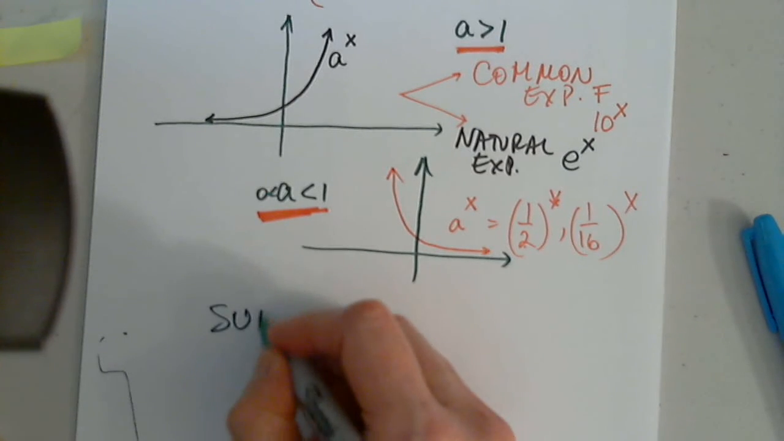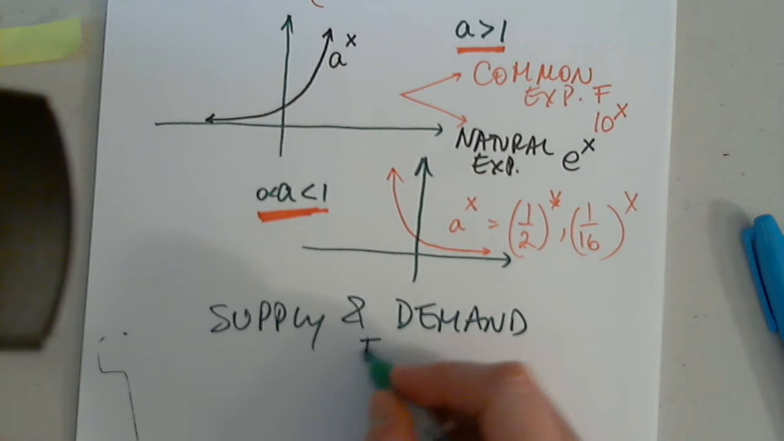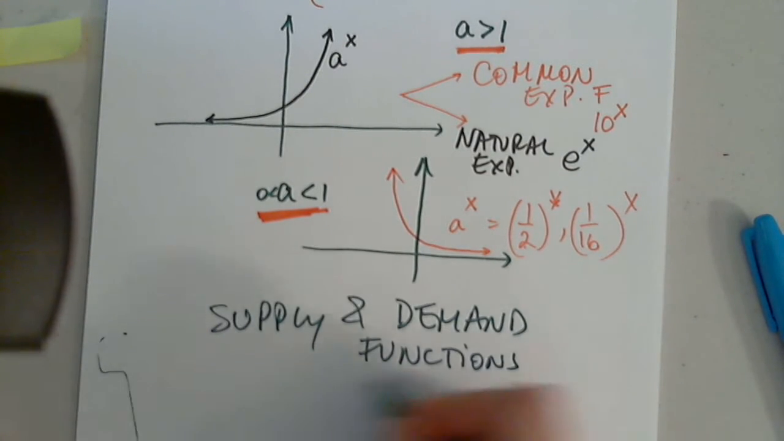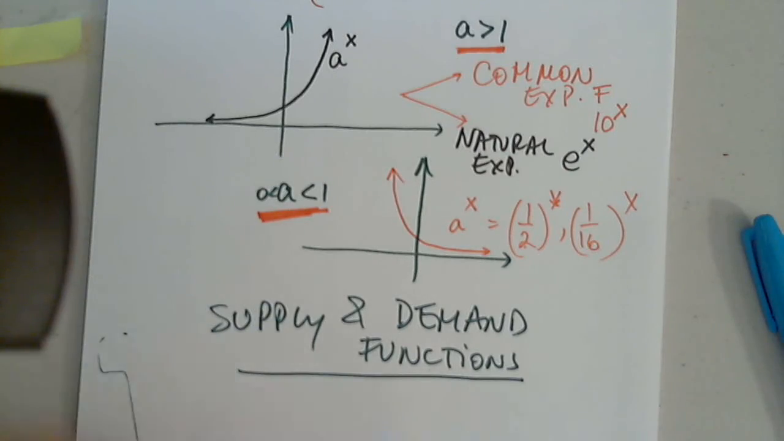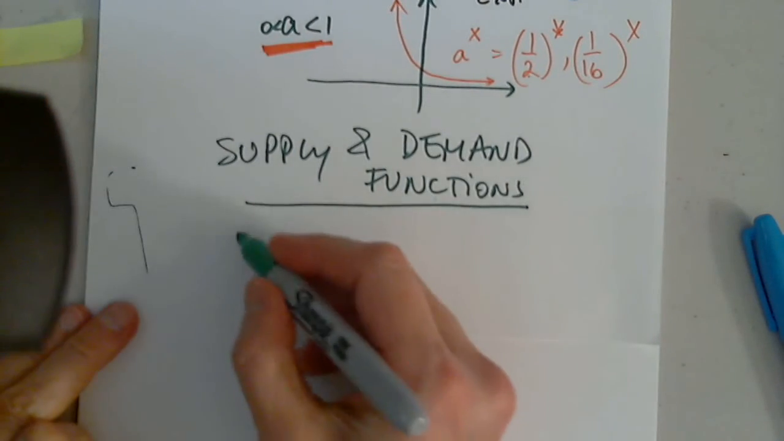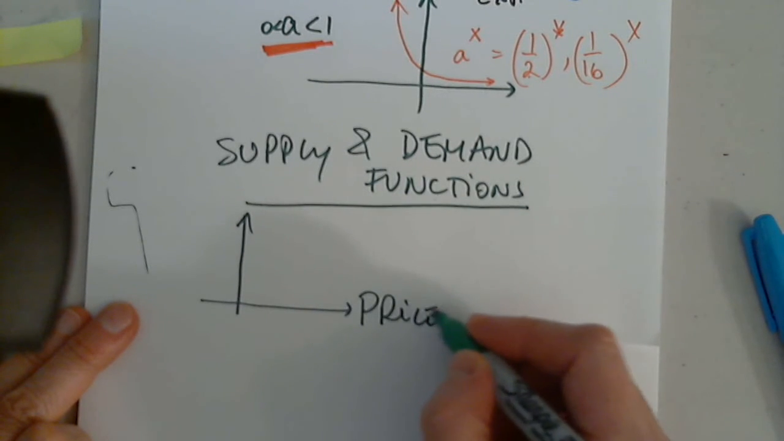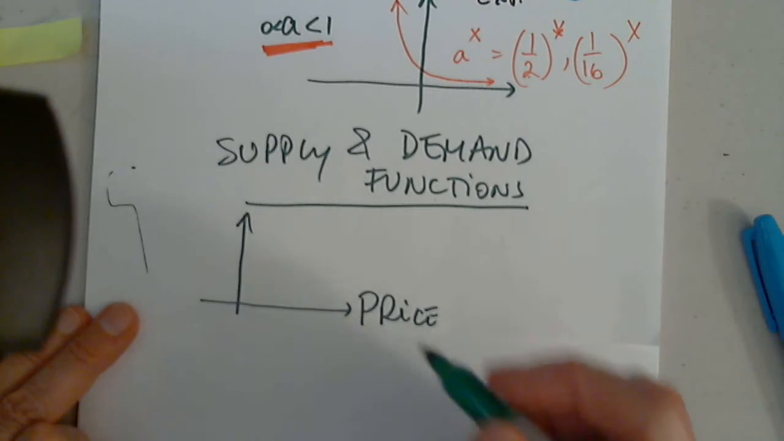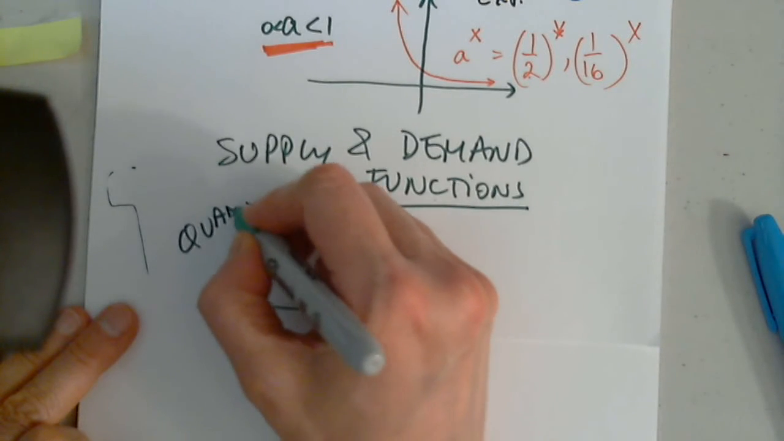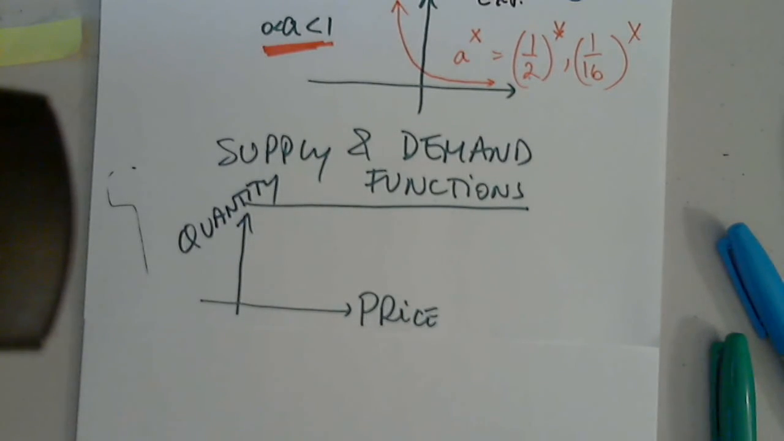So supply and demand functions. Supply and demand functions. Okay, so let's take a look at a little graph here. Let's say this is price on the x-axis, and here is quantity. So let's think in terms of homes.